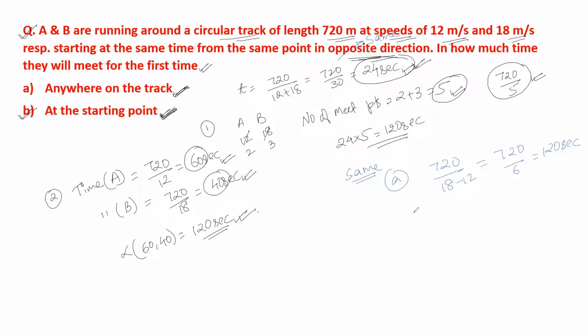So that means after 120 seconds, they will be meeting for the first time. Also, the ratio of the speeds of A and B is 2 and 3. So when they'll be traveling in the same direction, the number of meeting points would be simply 3 minus 2, that is 1. So that means they would be meeting only at the starting point, and this would be after every 120 seconds. So 120 seconds is the time to meet for the first time, and it is also the time to meet at the starting point for A and B when they would be running in the same direction.